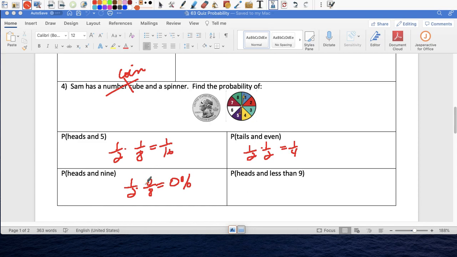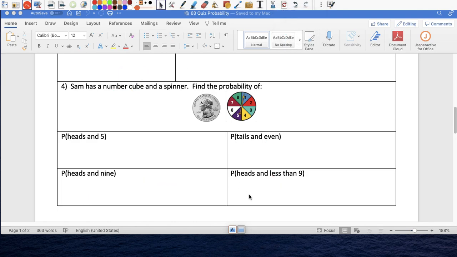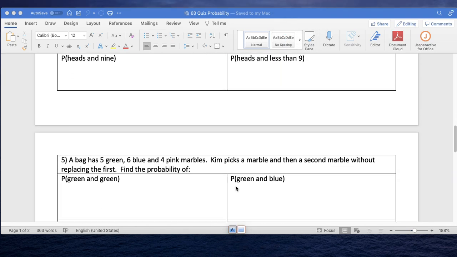Although you can get a heads, but you want to combine, right? In order to win, you would have to flip a heads and get a 9 on a spinner. So there's a 0% chance of happening because it has to be both. Heads is a half, and less than 9 would have been 8 out of 8. And you would have a 50% chance of that happening because this simplifies to 1. Okay. So far so good. Very, very easy.